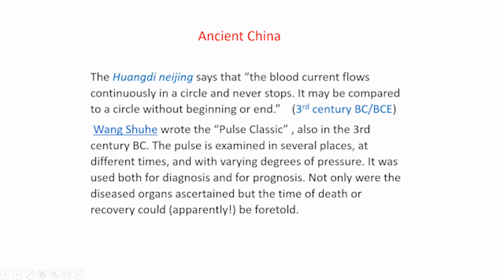ancient and traditional Chinese medicine talked about circulation of the blood in the 3rd century BC. The Huangdi Neijing said that the blood current flows continuously in a circle and never stops. It may be compared to a circle without beginning or end.